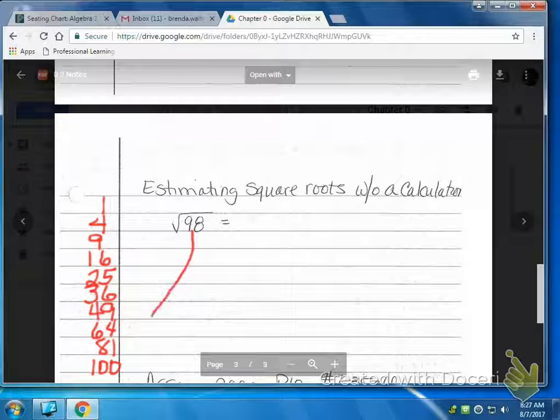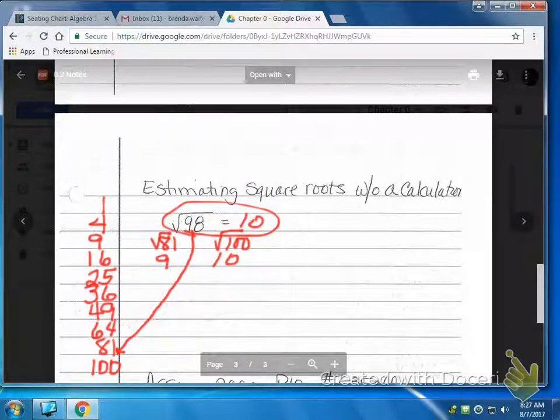Okay, so check this out. 98 fits right in there. It's right in between the square root of 81 and the square root of 100. What's the square root of 81? 9. What's the square root of 100? 10. Which number is 98 closest to, 81 or 100? 100. So you would estimate the square root of 98 as 10. You would write 10 for your answer.